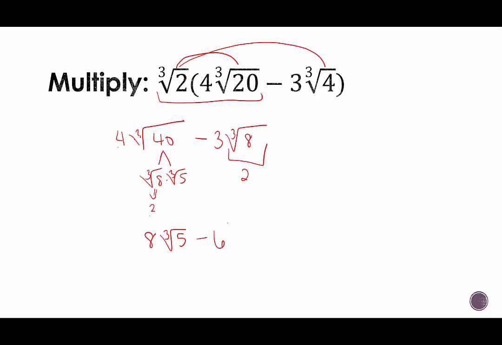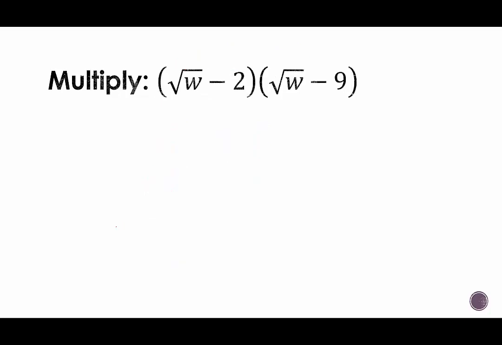You could put a cubed root of 1 if you wanted to, but the cubed root of 1 is just 1, so that would just kind of disappear. And we can't combine these because one has a radical and one doesn't, so this would be our final product. In this example, we're going to use the distributive property again. So the square root of w times the square root of w will be w. The square root of w times negative 9 will be minus 9 radical w.